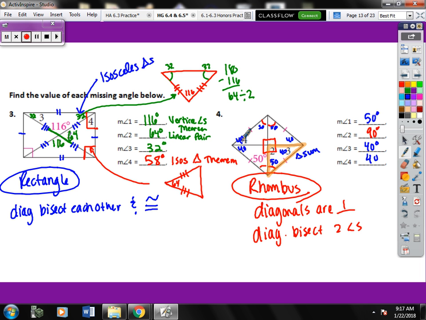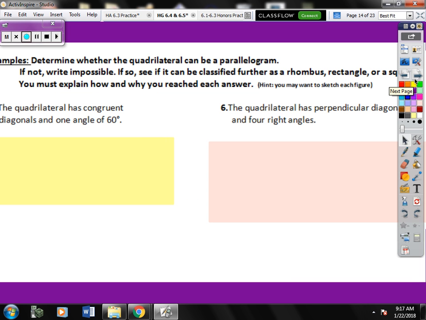All right. The next few ask us to determine whether the quadrilateral can be a parallelogram based on its description. If not, write impossible. If so, see if it can be classified further as a rhombus, a rectangle, or a square. You must explain how and why you reached each answer. Again, you may want to sketch a picture, you don't have to, but it may help you interpret the problem. So I want you guys to read through both of these and see if it's possible for a quadrilateral to have congruent diagonals and have one angle of 60, one whole angle of its 4 angles be 60.